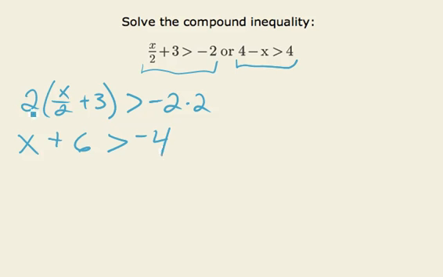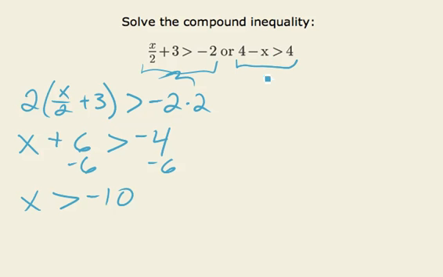Right? I multiplied by a positive 2, so I didn't have to change directions of the inequality. Even though on this side there's a negative result of that multiplication, I didn't multiply by a negative number, so I don't have to change directions of the inequality. Let's go ahead and subtract 6 from both sides, and we get x greater than minus 4 minus 6 is minus 10. So x greater than minus 10 is what we get from this piece.